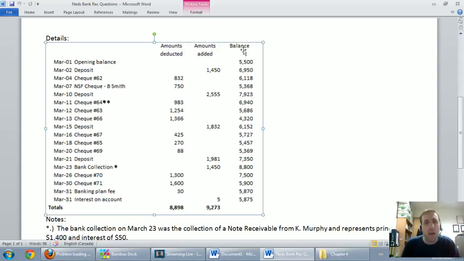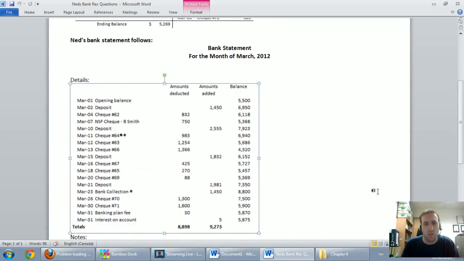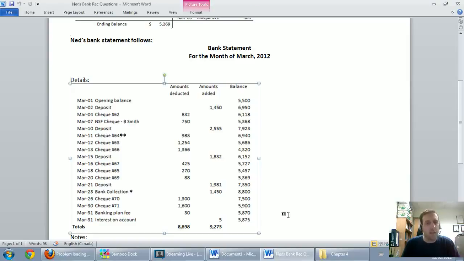But anyway, on the right-hand side, I see a running total of my bank balance, and I see $5,875 in cash. I'm going to zoom out a bit, and I know this will be small on your screen, but you can see it up there at the top. The bottom line of my Cash T account was $5,269. The bank says I have $5,875 in cash. We disagree, right? My Cash T account disagrees with the bank statement.